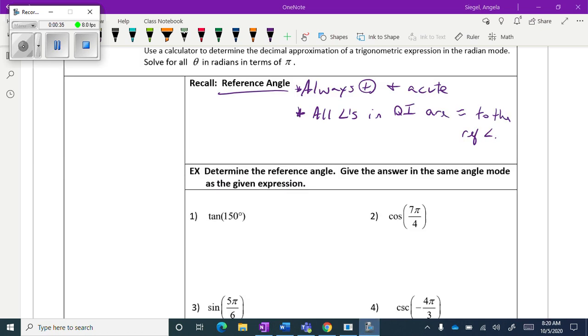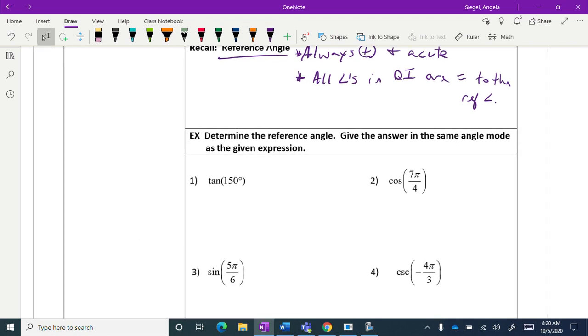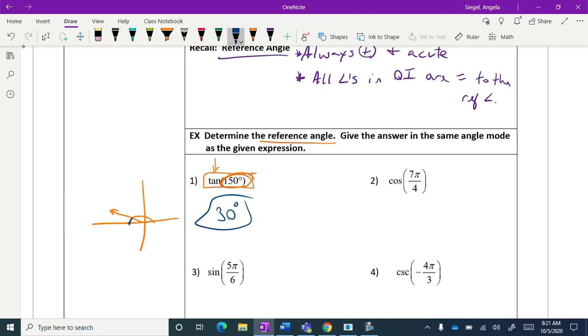Okay, so we are going to be doing the exact same thing that we did last unit, except we're going to be applying it to radian measure. So for instance, this one, I'm just determining the reference angle. We're going to get to incorporating the trig function, but right now I'm just focusing on this. So if I have a 150-degree angle right here, what would that reference angle be? You're like, oh my goodness, that's easy peasy, that's 30 degrees. Okay, well, we're going to apply that same concept.